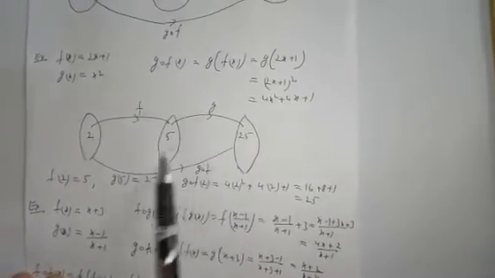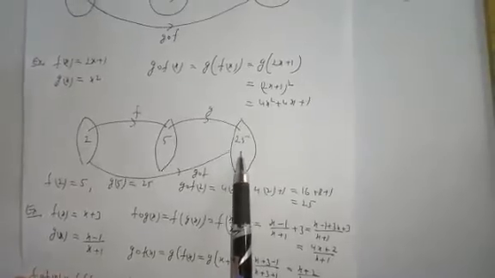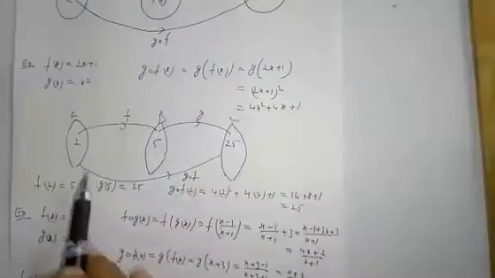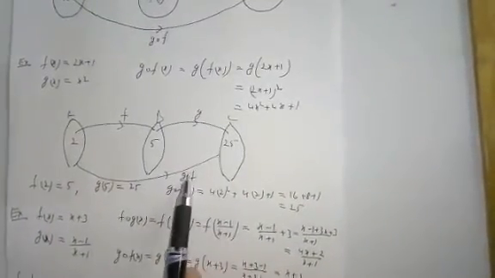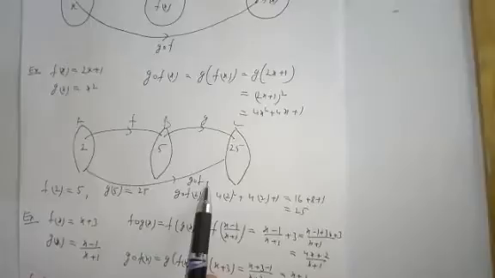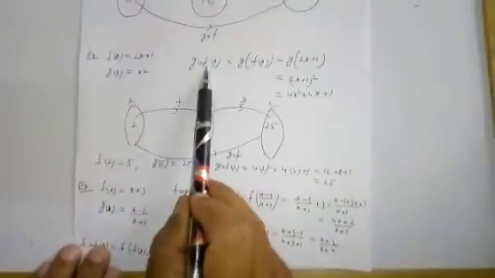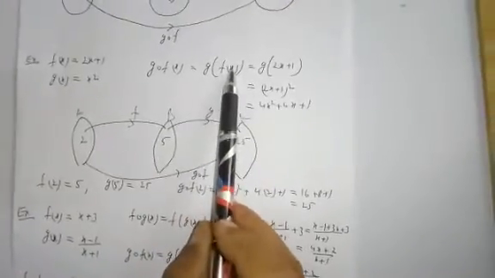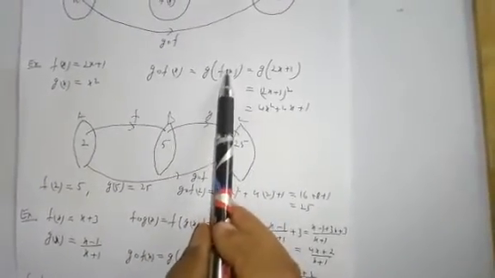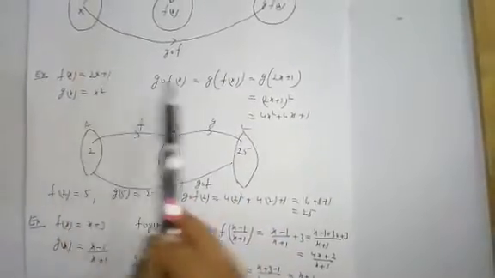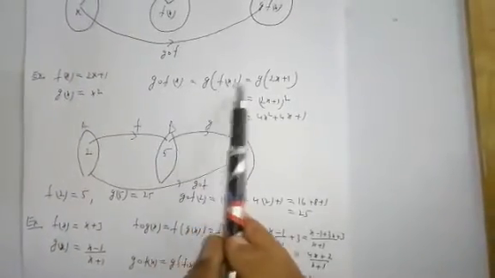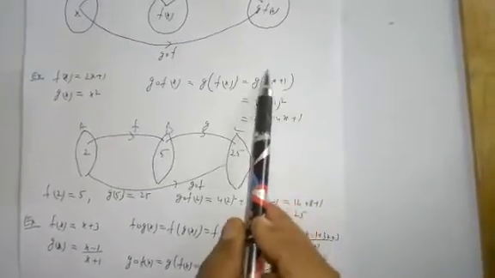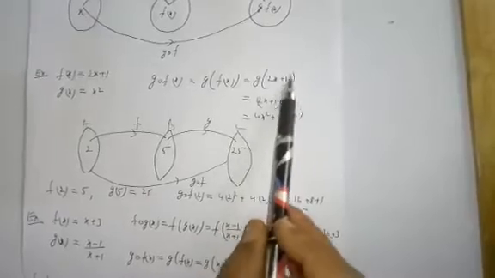If you go directly from A to C, then the gof function is required. So first of all we calculate this gof function. gof means g applied on f(x). Now put the value of f(x) here. The value of f(x) is 2x plus 1, so this is g(2x plus 1). We apply function g on this one.